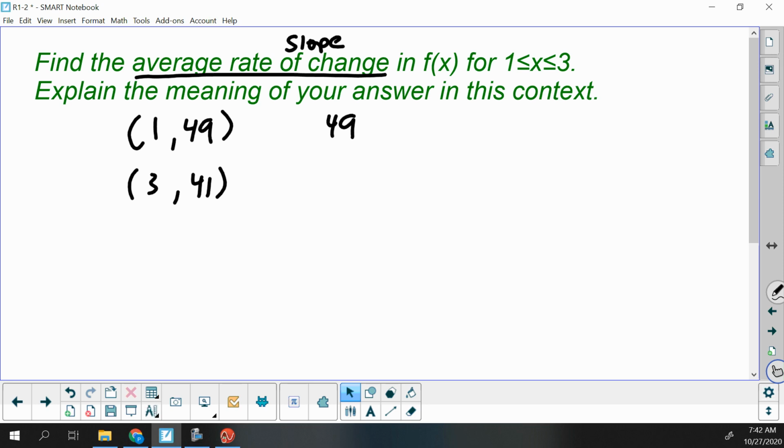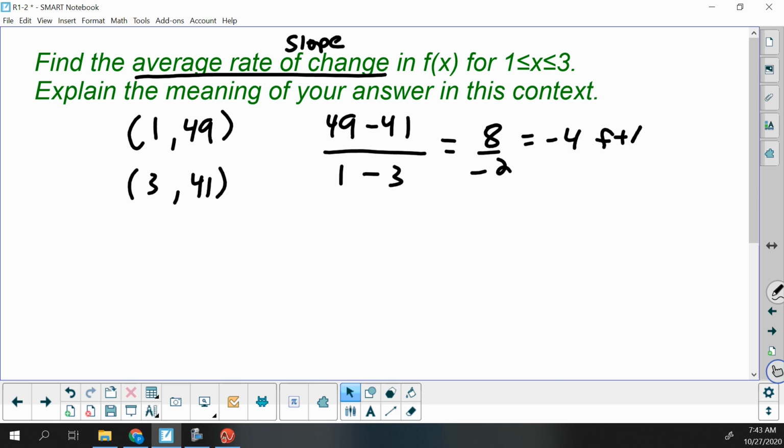And now we'll just do a slope. So 49 minus 41, our y minus our y. Because we started with 49 on top, we got to start with 1 on the bottom. So we'll have 1 minus 3. That'll give us 8 over negative 2, or in other words, negative 4. And our units would be feet per second. It's a slope, so it should be something per something. And what that means, on average, the arrow was dropping 4 feet per second over that time interval. So from 1 second to 3 seconds, on average, its height was lowering at 4 feet per second.